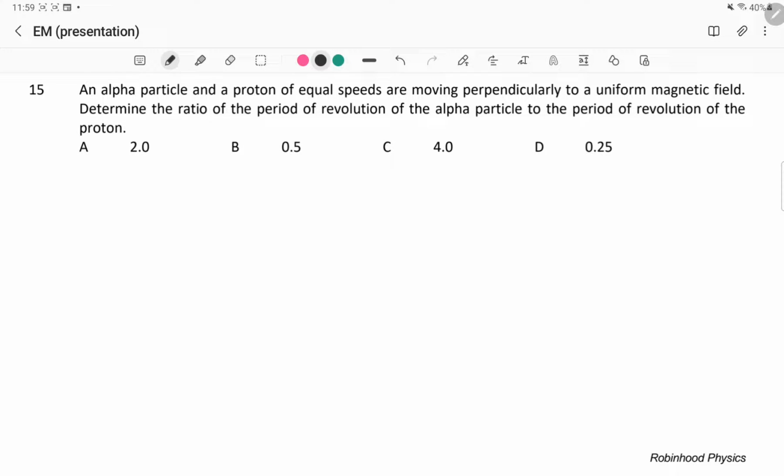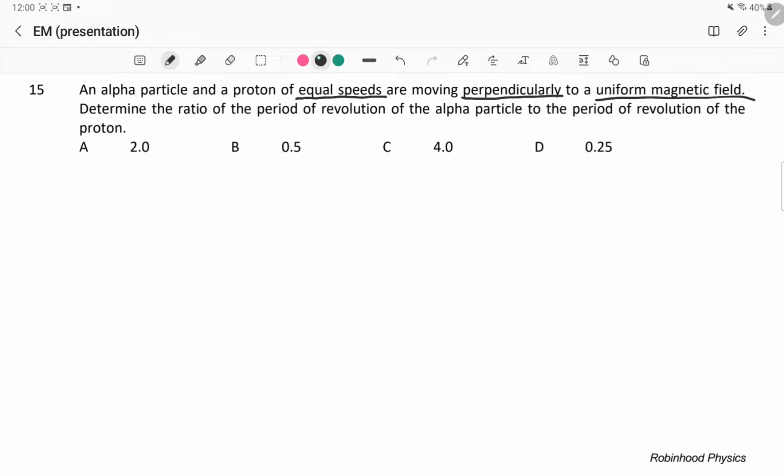For this question, we have an alpha particle and a proton moving at equal speed perpendicular to a uniform B field. We're supposed to find the ratio of the period of revolution for the alpha particle to the proton.